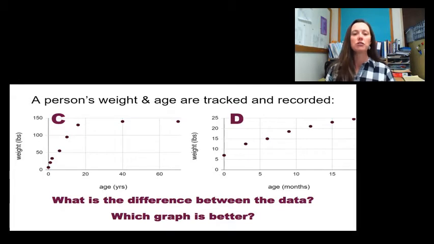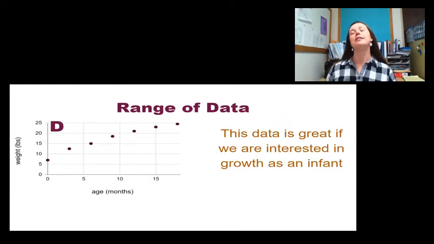Okay. The conclusion we really came to is that it really depends on what you're looking for. If we consider graph D, for example, this is a great graph and it's super helpful if we're interested in growth of a person as an infant. And we want to know as a baby, what was their growth rate? Were they growing well? What do we expect for infants?